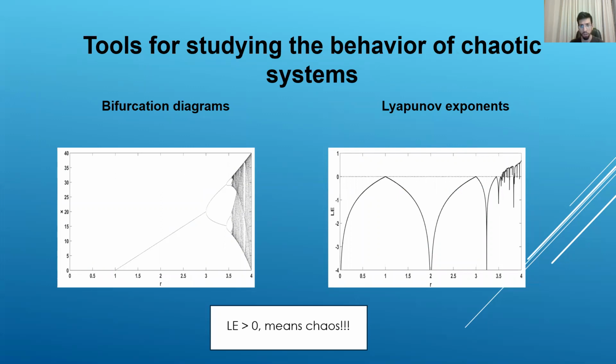The tools for studying the behavior of chaotic systems are the bifurcation diagrams and the Lyapunov exponents. The bifurcation diagrams show us in which areas the system shows periodic or chaotic behavior. In this case, we have the diagram of the logistic map, and we can see that from the 0 point until 3.5, the system has a periodic behavior. And after that, and until 4, the system goes to chaos. The Lyapunov exponent shows the same result in a different way. If the Lyapunov exponent is negative, then the system is in a periodic state. And if the exponent goes to positive values, then the system has a chaotic behavior.